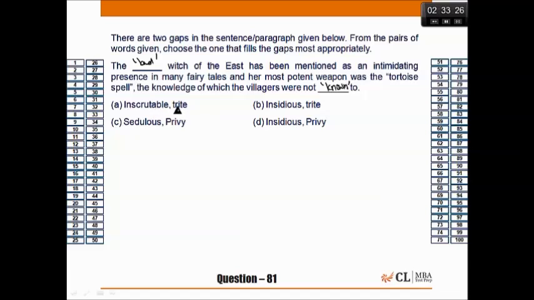Inscrutable, trite, privy to, this makes sense, okay. So sedulous, insidious, ouch, no idea. I'm not even going to come back to this. I can't solve this. So 81 is something that I'm just going to leave, I think. Okay.